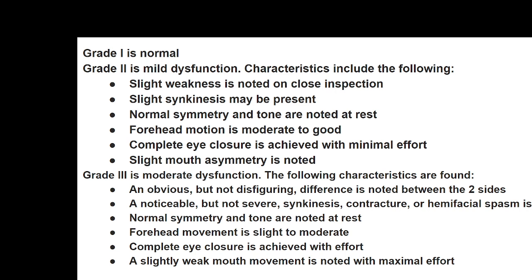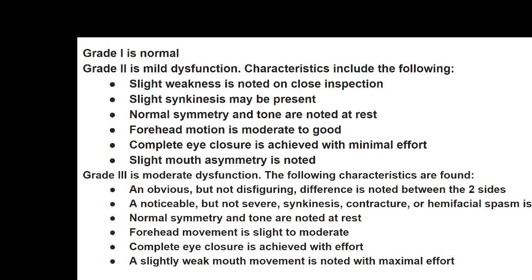Asymmetry or unequal movements of the facial muscles could be seen. That's what we call synkinesis. Synkinesis is asymmetry on movement as such. And in resting conditions, you may not see the abnormality. Forehead motion is moderate to good. Complete eye closure is achieved with minimal effort. So the patient may have some difficulty. Slight mouth asymmetry is noted. Then we call it grade 2.